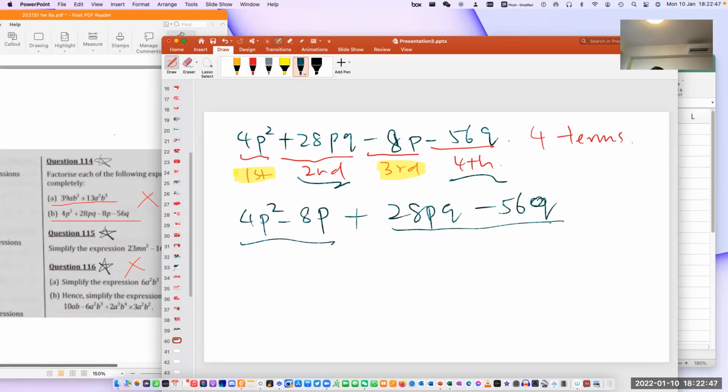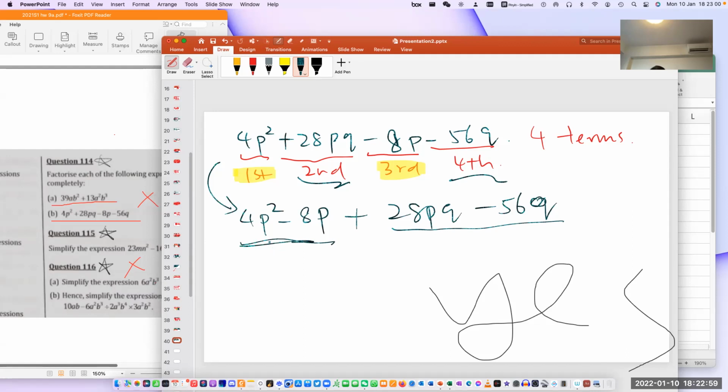Are you clear? Do you know how I come to this? I group first and third, and then second and fourth. Once you reach this step, then you can actually do the factorization. This is one group, and this is the other group. Now just split accordingly. 4p squared is 4 times p times p. This one is 4 times 2 times p.